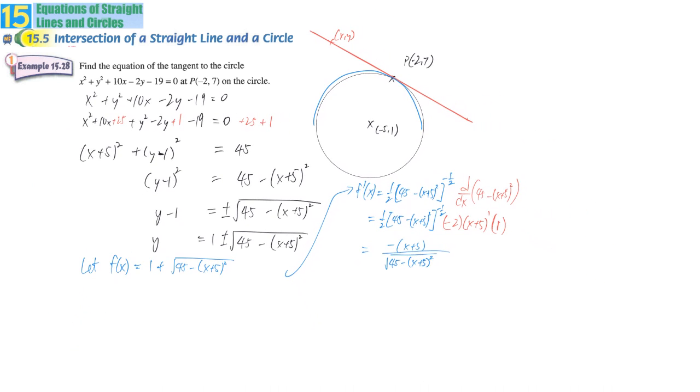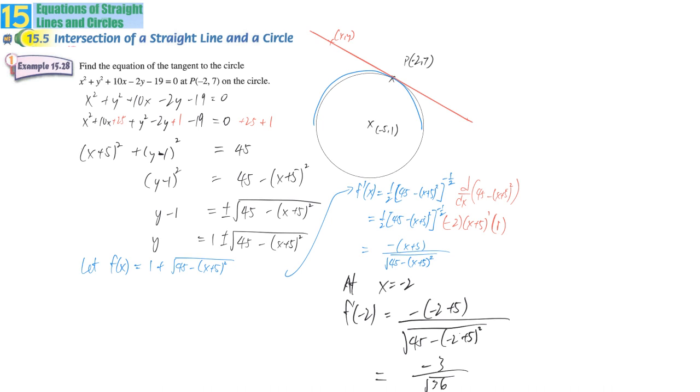We have the slope function, then we can consider a certain point. At x equal to -2, f'(-2) is equal to negative 3 divided by the square root of 36, which gives -3 over 6. That means -1 over 2, which is exactly the same as our conclusion before, and the rest to find out the equation are the same.